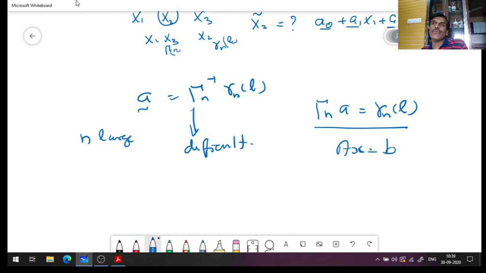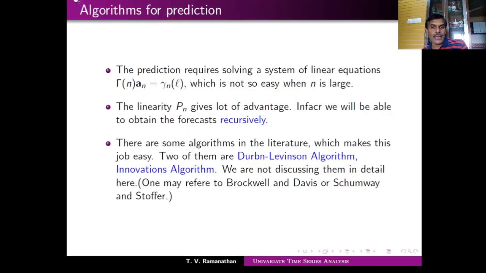which create some kind of recursive relations, and the solutions are obtained in a recursive manner. There are two such algorithms. Basically the prediction requires solving a system of linear equations, which is not so easy when n is large. So the linearity gives a lot of advantage. There are some algorithms in the literature which make this job easy, called the Durbin-Levinson algorithm and the innovations algorithm.